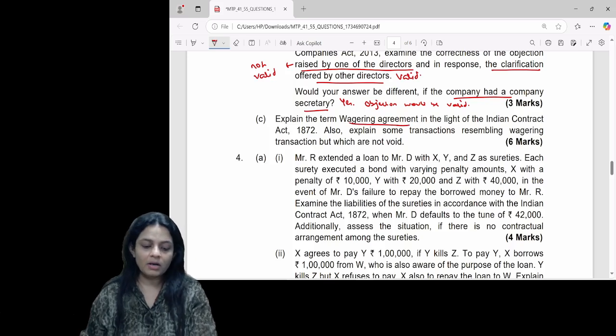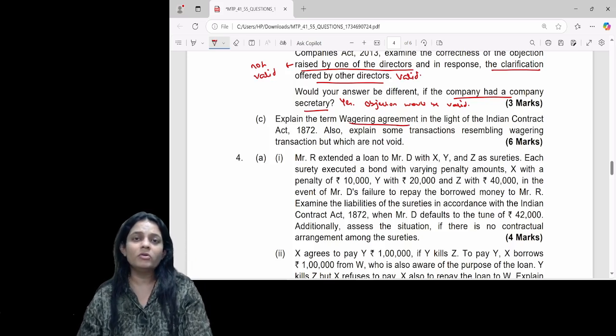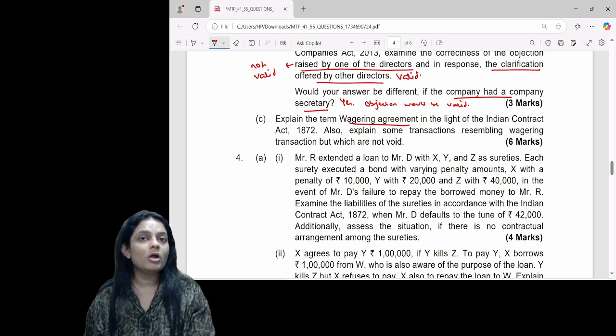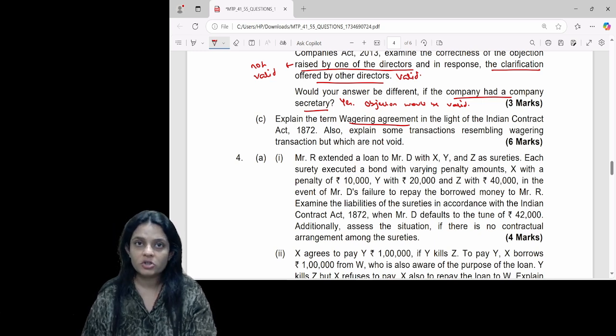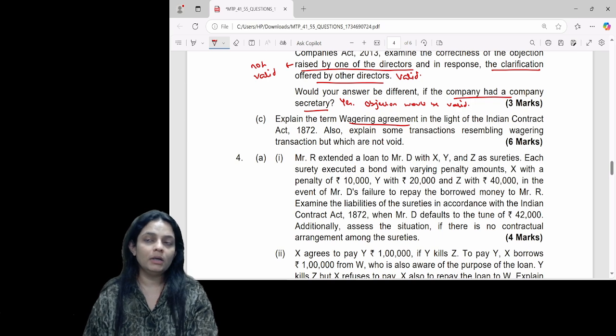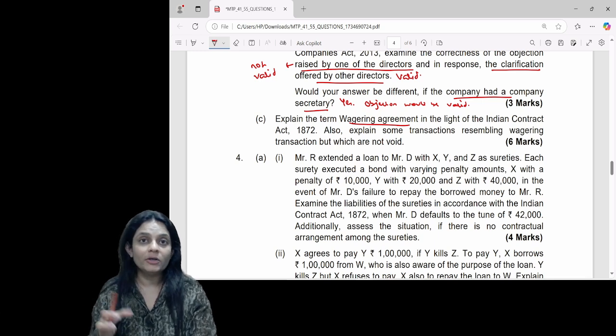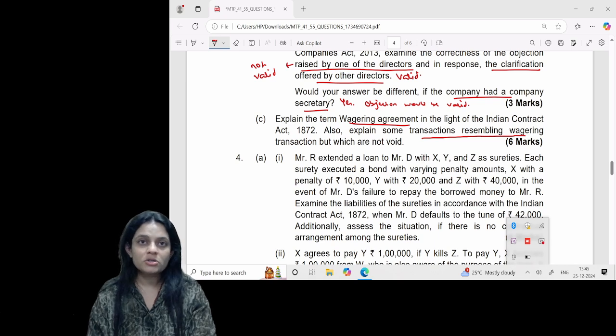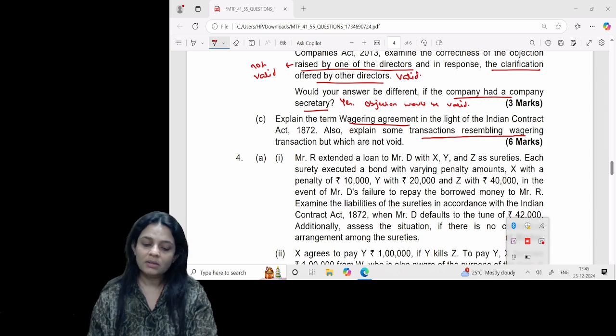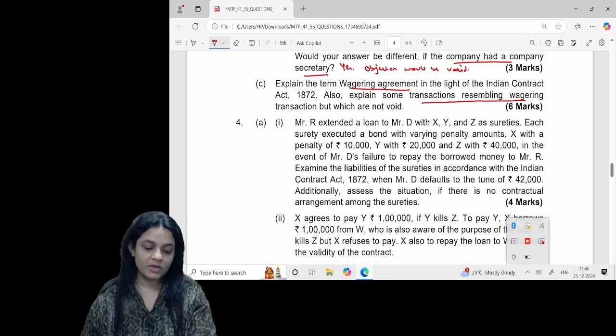Explain the term wagering agreement. An agreement to give money or money's worth on the happening or non-happening of a future uncertain event. The event is the sole determining factor of a wager. In India, wagers are void, but in Gujarat and Maharashtra, they are also illegal. In case of wagers, both the parties are said to win and lose. Some transactions resemble wagers: insurance contracts, chit fund companies, athletic competitions, crossword puzzles. Even though they look like wagers, they are not wagers.